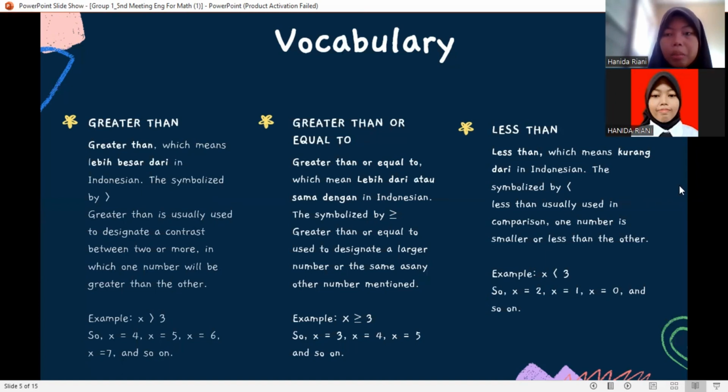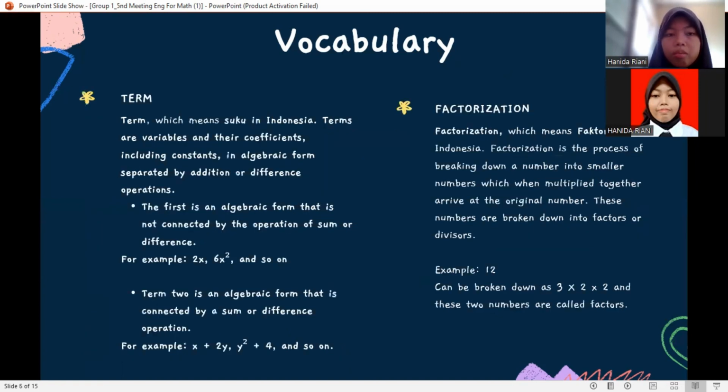Less than, which means kurang dari in Indonesian. The symbol is this. Less than is usually used in comparison. One number is smaller or less than the other. Example, x less than 3, so value x can be 2, 1, 0, and so on.